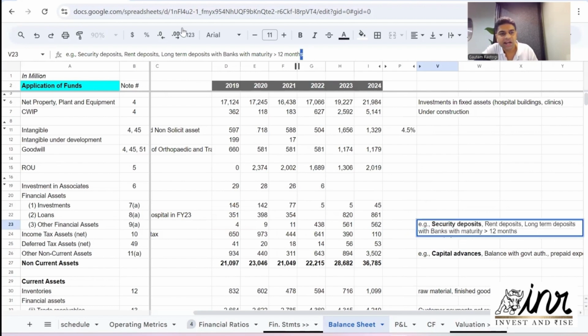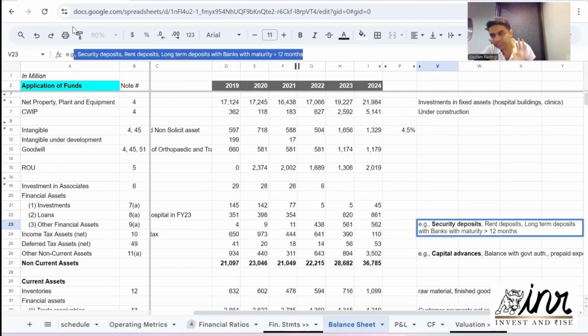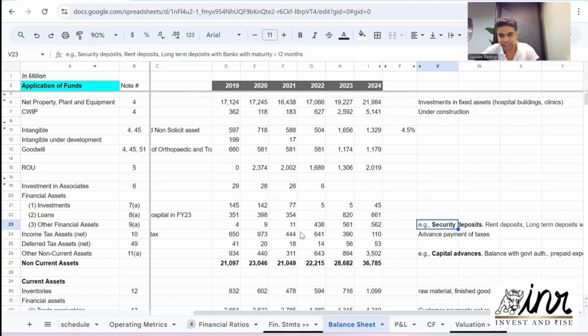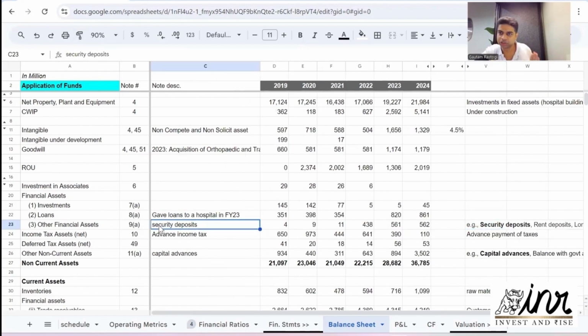I've noted them here. It could be security deposits or rent deposits, or long-term deposits with banks. So it could be any of those things. In this case, it's mostly security deposits.